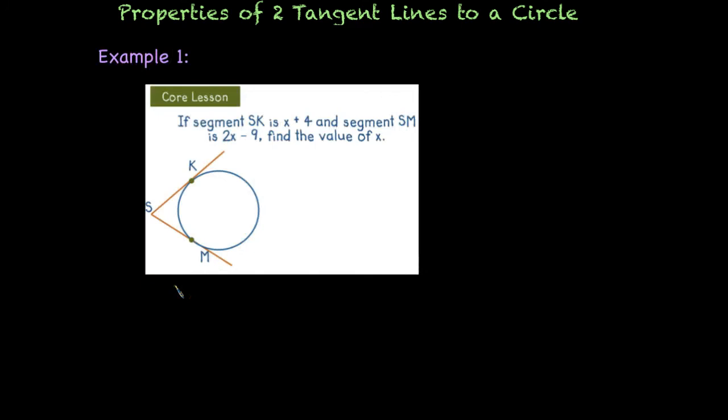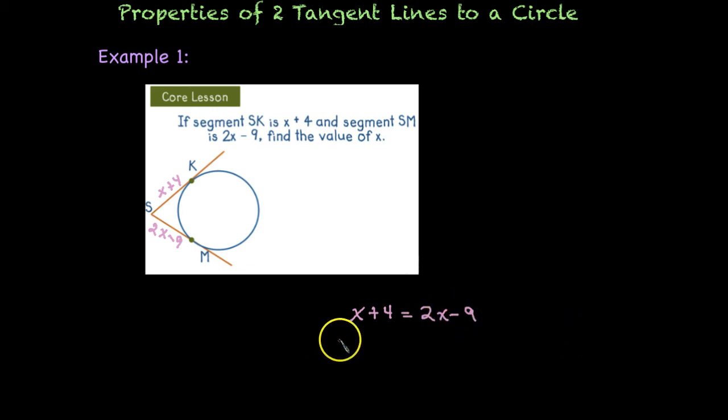Let's go ahead and do an example using our property. In this example, we say that segment SK, right in here, is x plus 4. We'll mark that. And segment SM, which is this segment here, is 2x minus 9. So what we want to find is the value of x. Well, given our properties, we know that these two segments are congruent to each other, so we can set up a relationship that shows that they are equal to each other.